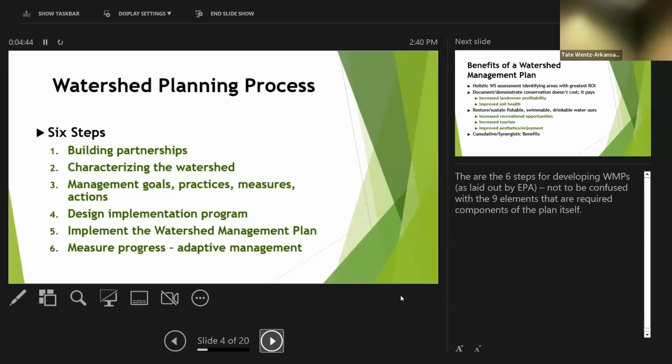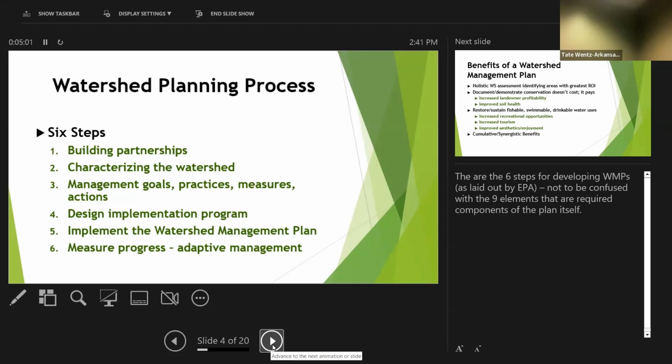So now we're recording. There are 6 key steps in the watershed management planning process. Building partnerships. There's a lot of varied interests in this room, but together we're building a partnership to improve water quality. That's ultimately what we're trying to accomplish. And so, characterizing the watershed.